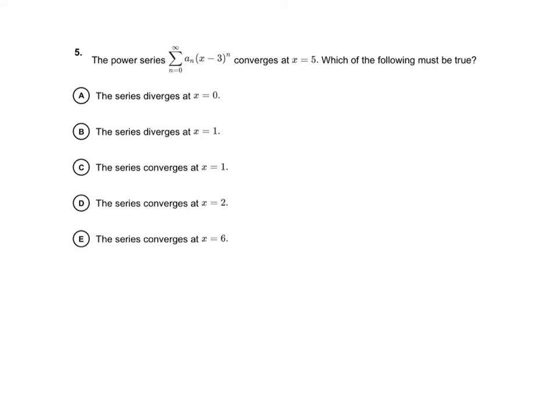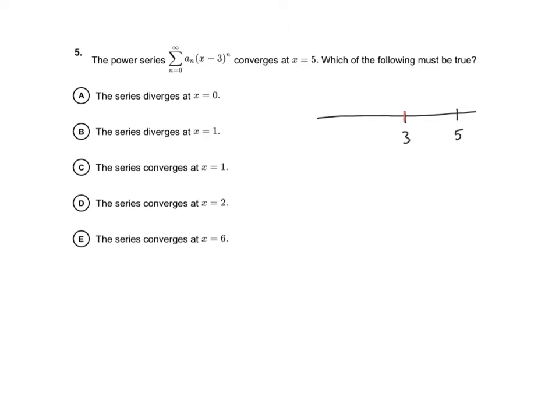Okay, so they say this power series converges at 5. Which of the following must be true? This is at least how I think about these. Let's say you had a number line. We know the center is going to be 3, whatever makes this 0. We know that it converges at 5, so we know the radius of convergence has to be at least 2. It could be a little farther, but it's at least 2.